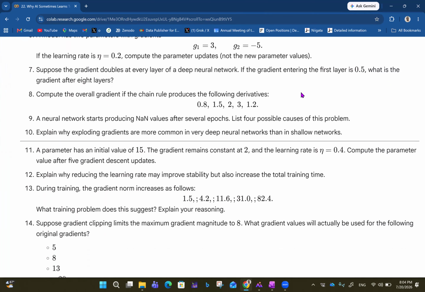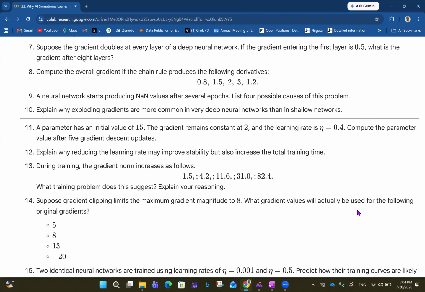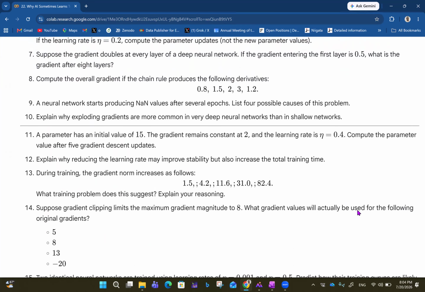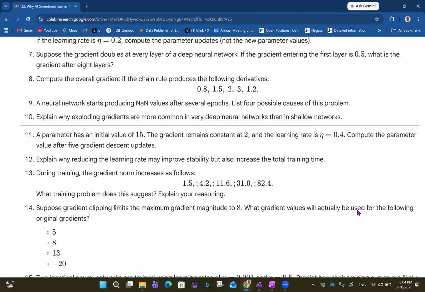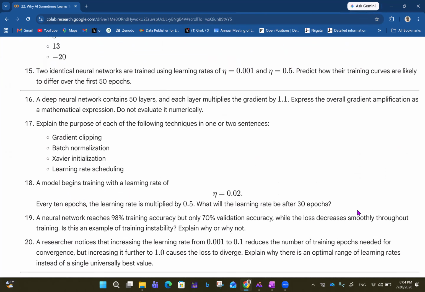Then question 7 is the first one I'll be solving. Suppose the gradient doubles at every layer of a deep neural network. If the gradient entering the first layer is 0.5, what is the gradient after 8 layers? That's the first problem I'll be solving. From here you can see questions 7 to 14 all together, then 15 to the end. So you can see the rest now.